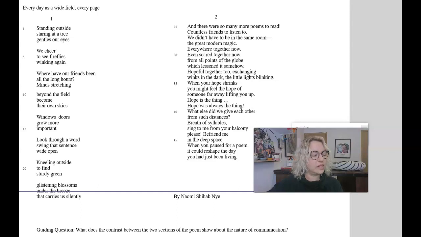Hey you guys, it's 4.6, Planning the Guided Literary Analysis. We're talking about "Every Day as a Wide Field, Every Page." Lesson objective: students will be able to find patterns that inform meaning by color marking the poem.